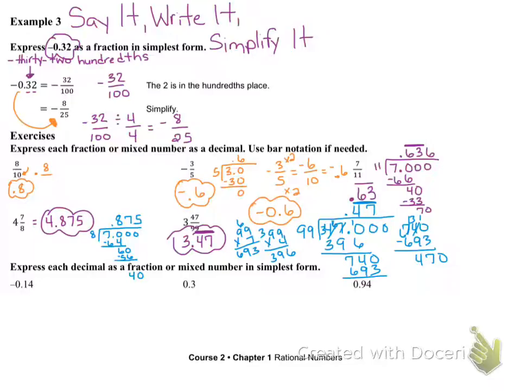Okay, now we're going to take these decimal values and write them as fractions. So this is say it, write it, simplify it. So negative 14 hundredths. Well, 2 goes into both of those. 2 goes into 14 7 times. 2 goes into 100 50 times. So negative 7/50.